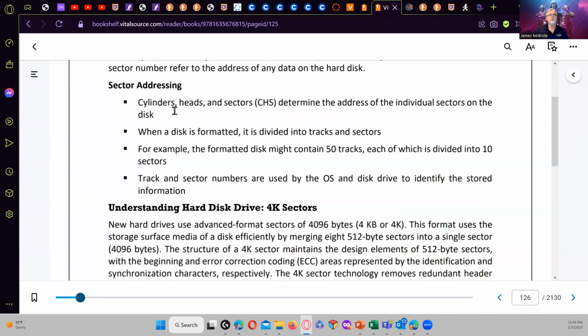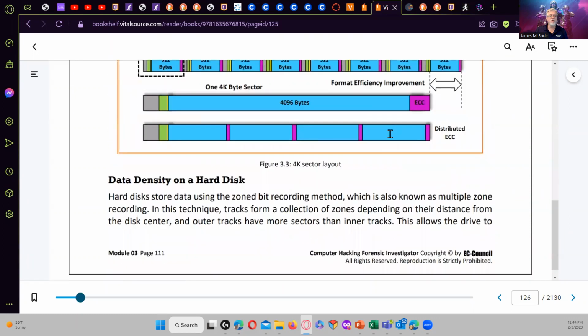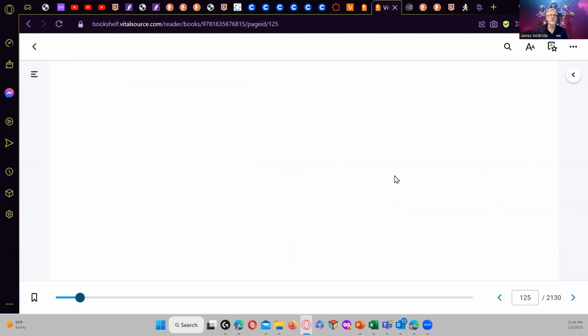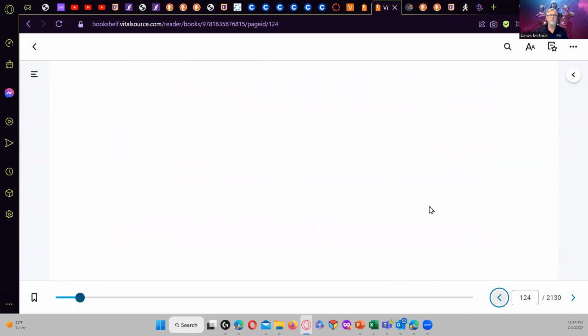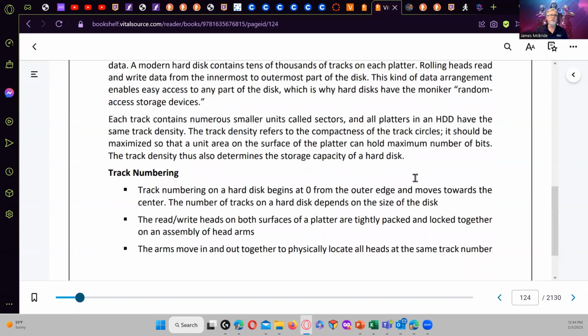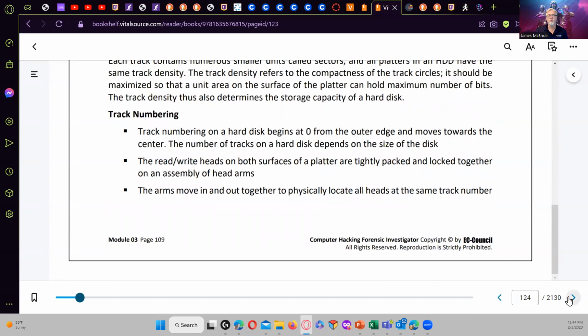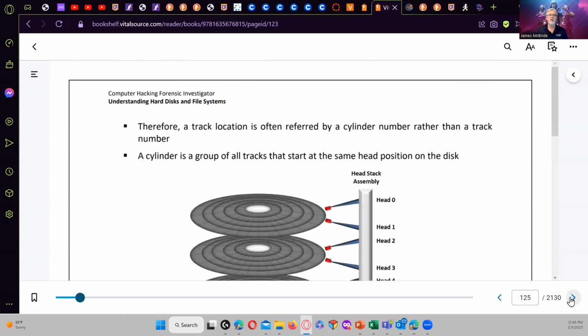Sector addressing. Cylinders, head, and sectors determine the address of the individual sectors on the disk. And I think, did I skip that calculation? There's a calculation for that. Maybe it's even one more back. I think it's here. Oh, no, I guess it's not. So we'll get to it. But there's actually a calculation.